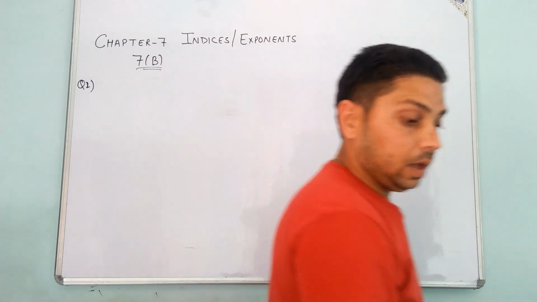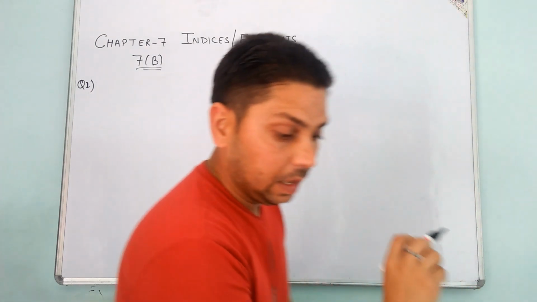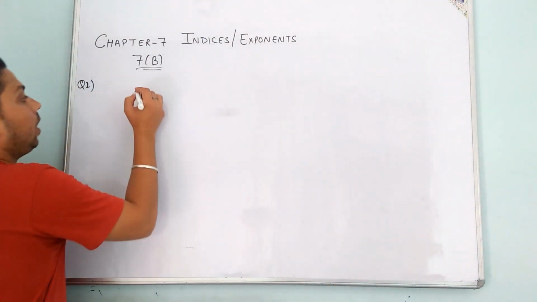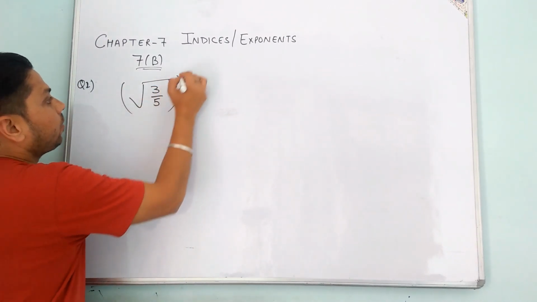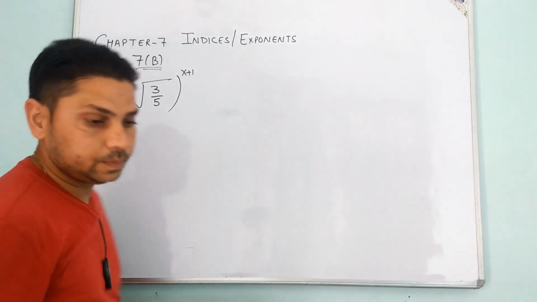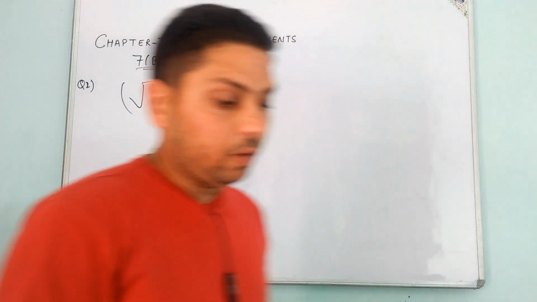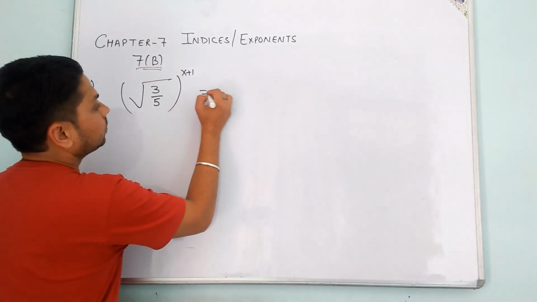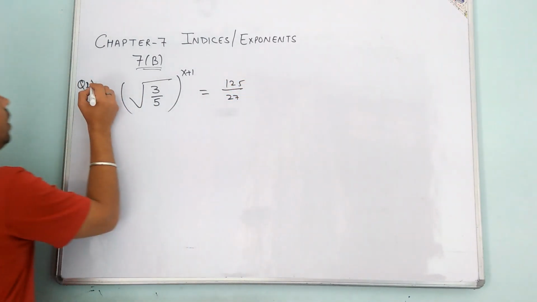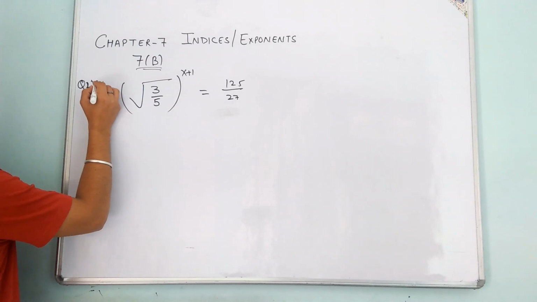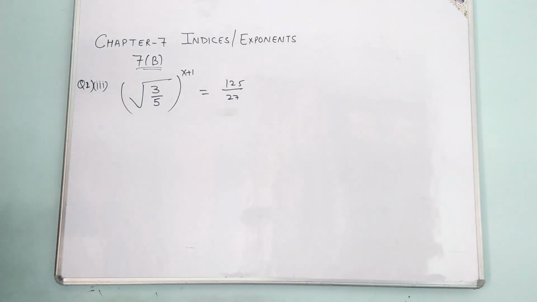What is given? We have under root of 3 over 5 raised to power x plus 1 is equal to 125 over 27. This is the third part of question number 2.